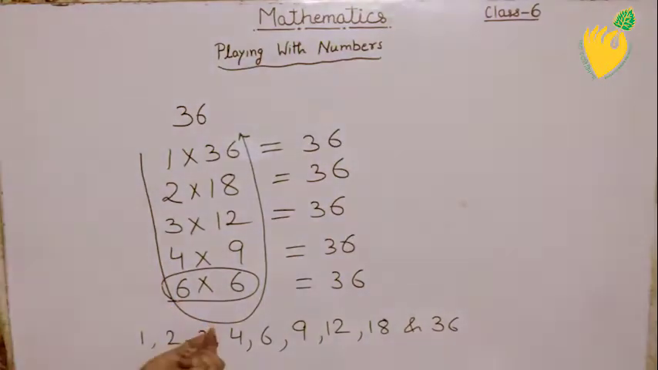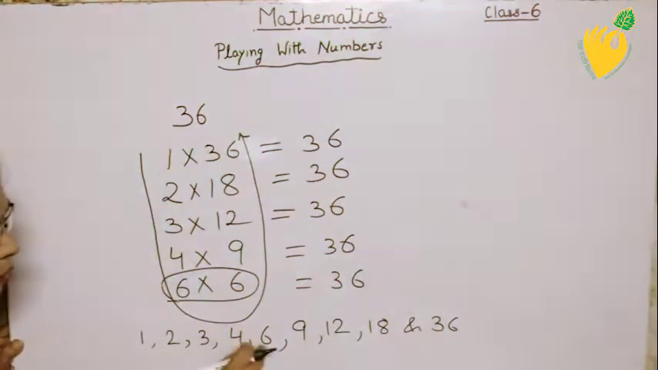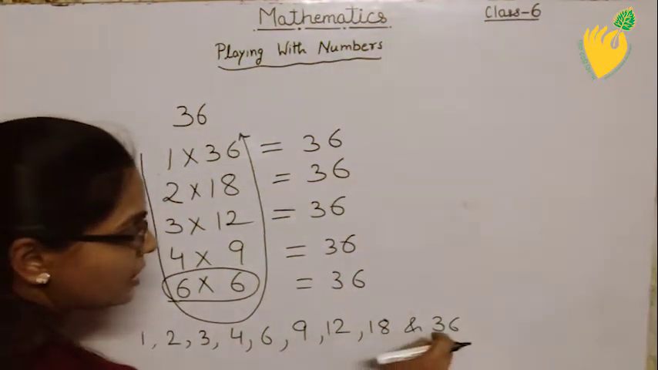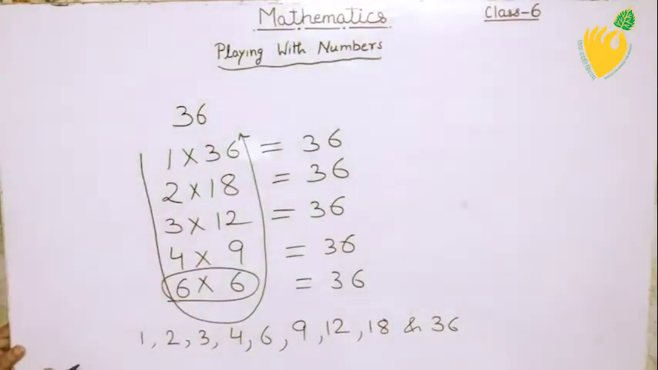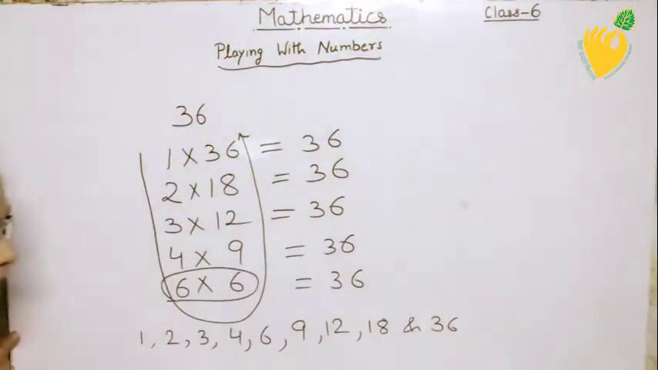But don't write any of the factor twice. Okay, students? So how many factors are there of 36? 1, 2, 3, 4, 5, 6, 7, 8, 9. There are 9 factors of 36. Those are 1, 2, 3, 4, 6, 9, 12, 18 and 36.